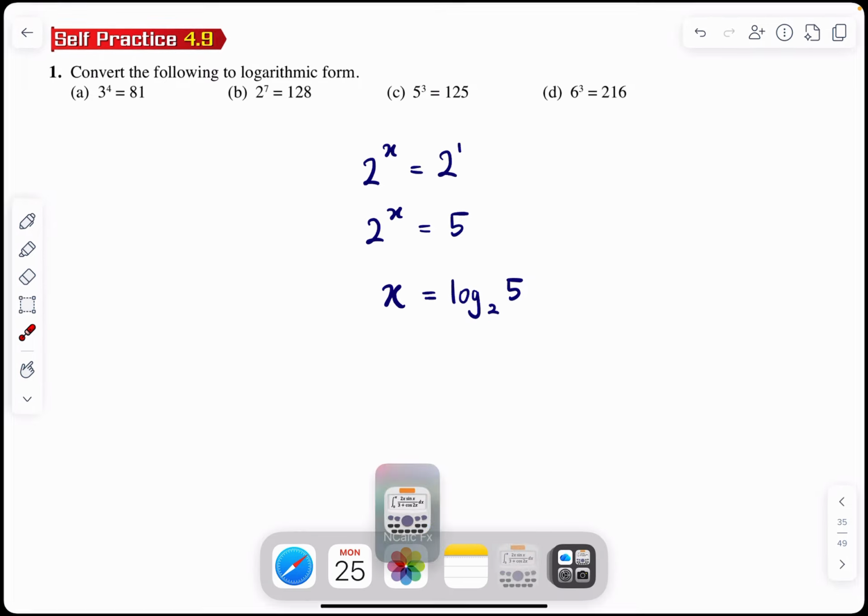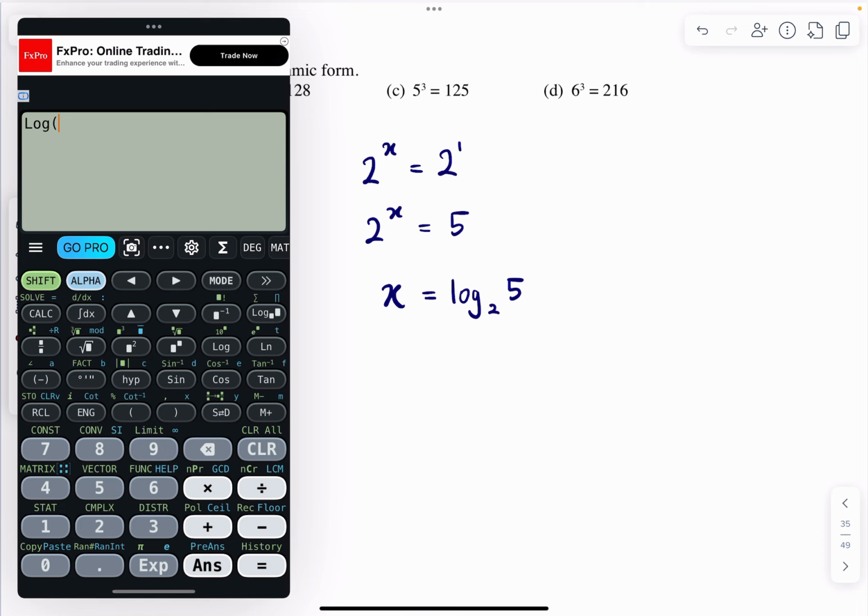Okay, let me show you. So let's find log base 2. Oh, my calculator doesn't have log base. Oh, it does. Log 2 5. Log 2 5 is 2.321.